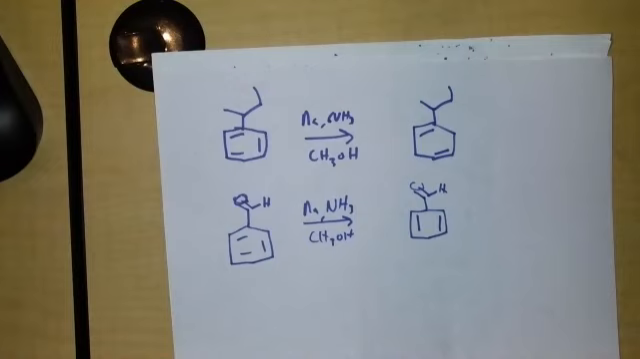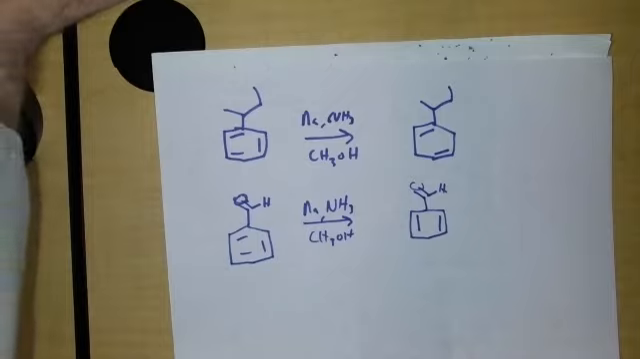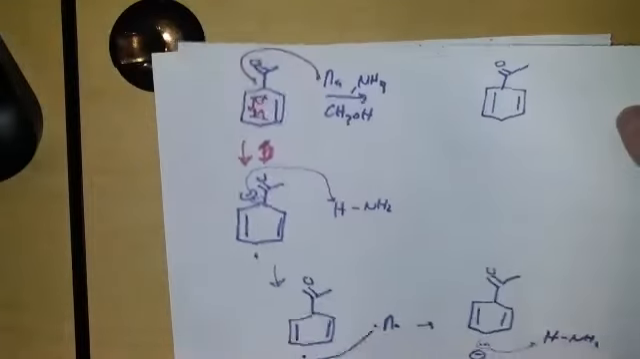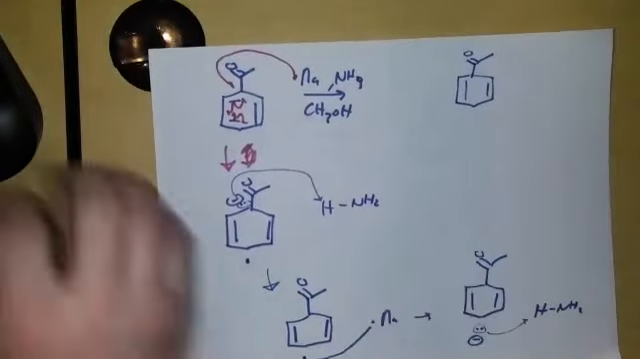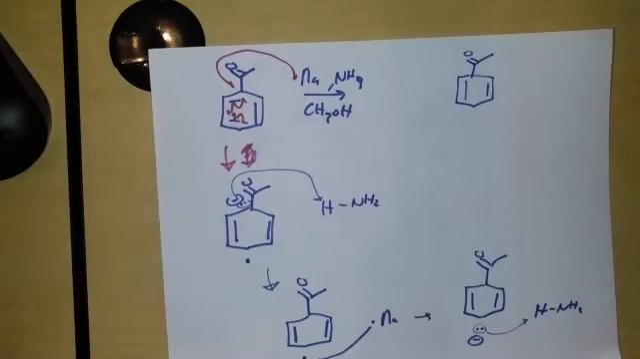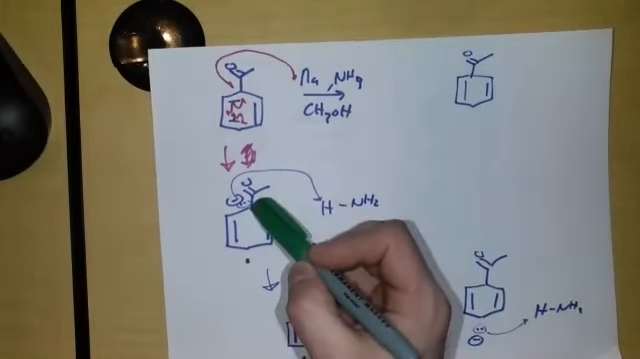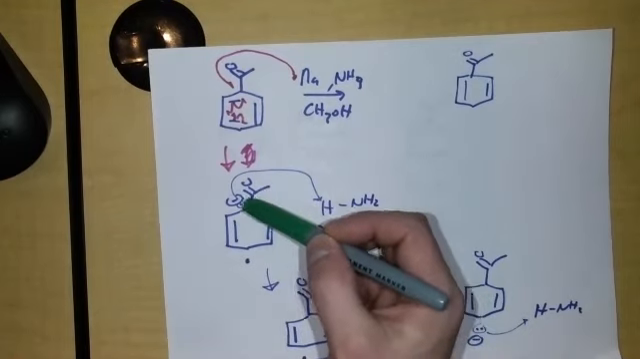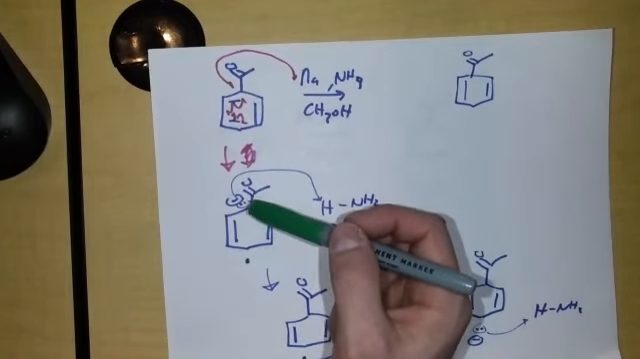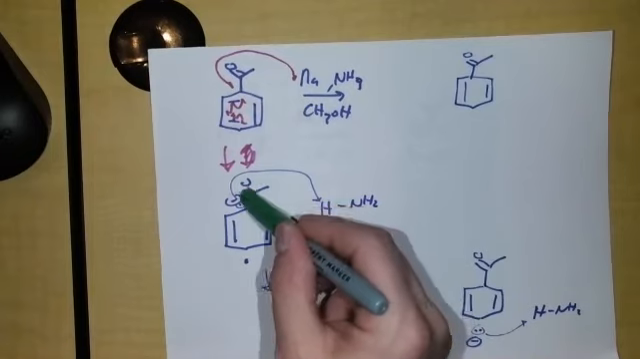Question in the chat. Someone asked, how do you know where the electron will attack? So it's just going to be based off of building up stability. This is our most stable position here. We're going to end up with this negative charge in this position. So that's where it's going to attack.